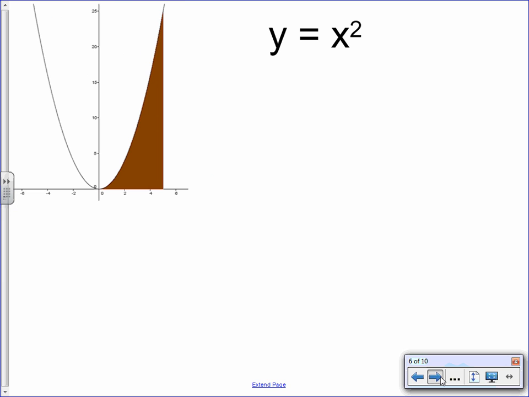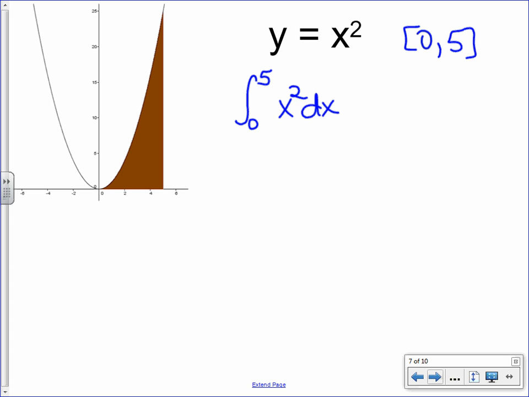So we are going to find the area under the curve x squared over the interval 0 to 5. So let's write that as an integral. If I'm finding the area from 0 to 5 under x squared, that means we're taking the integral from 0 to 5 of x squared dx.